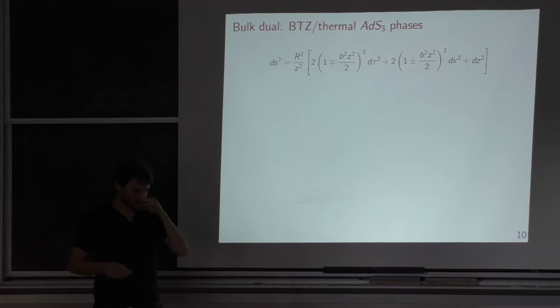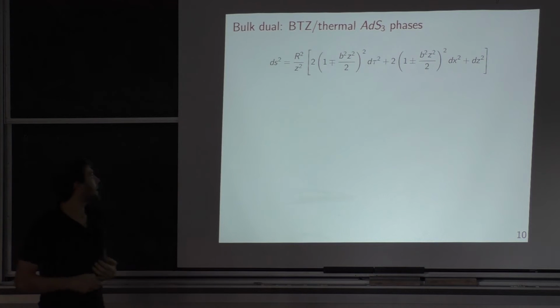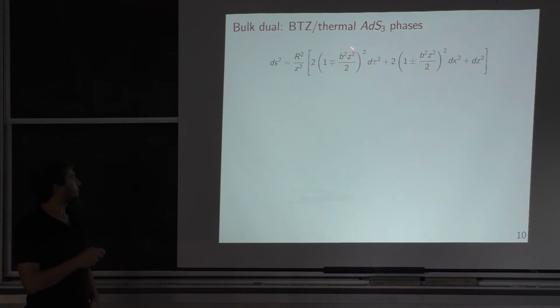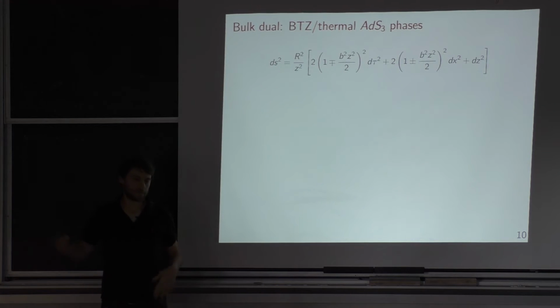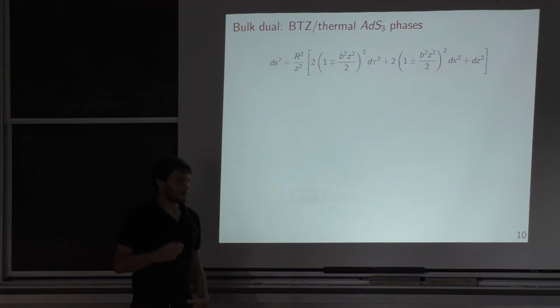OK, so what are these two spacetimes? They have these two metrics. The upper signs are for BTZ, the lower signs are thermal AdS3, and the B parameter is just a parameter that depends on the map and your system. And it will be different for BTZ and thermal, but it's uniquely determined.